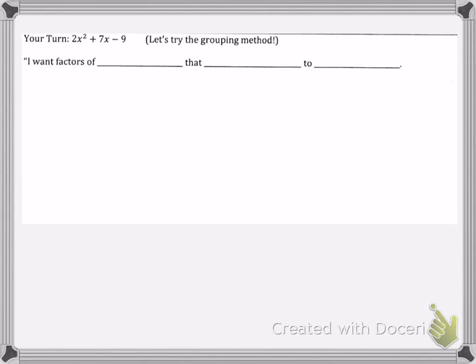So here's one for you guys to try on your own. We want 2x squared plus 7x minus 9. Sorry for all the rustling.